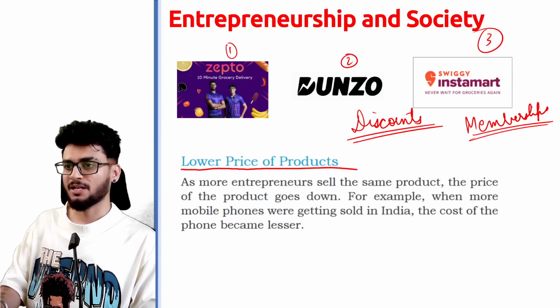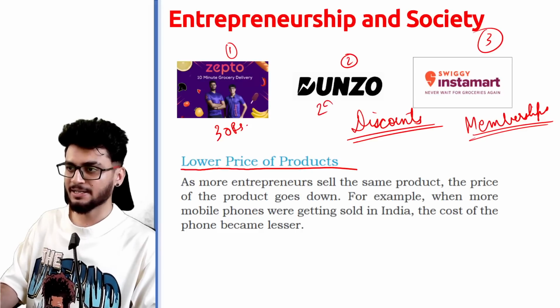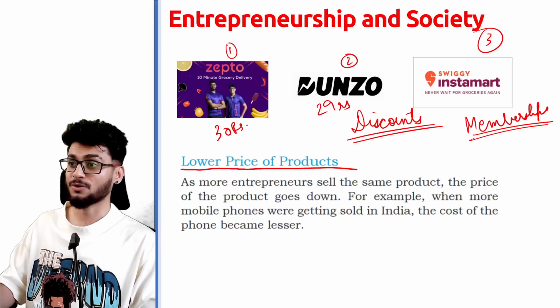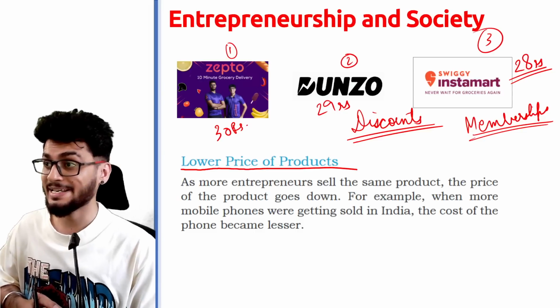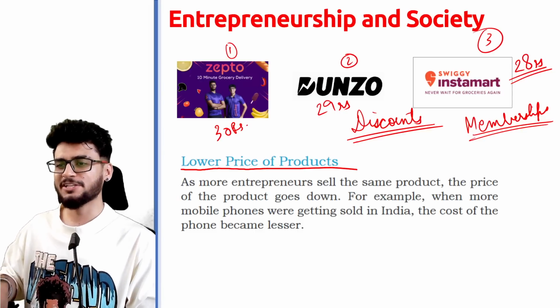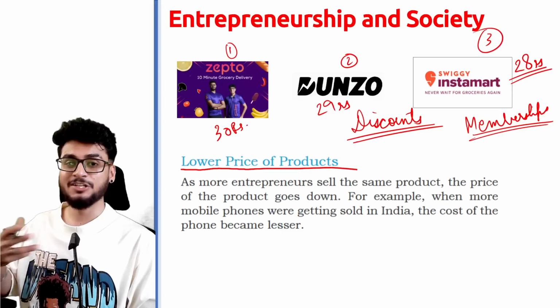For example, if you're getting bananas at 30 rupees over here, Dunzo will say you might get bananas at 29 rupees. Looking at these two, Swiggy might say you can get the bananas at 28 rupees. So eventually it helps to lower the price of products and benefits the customer.